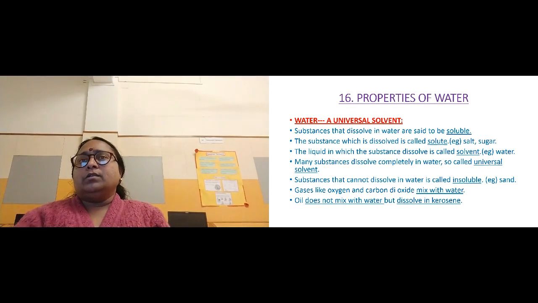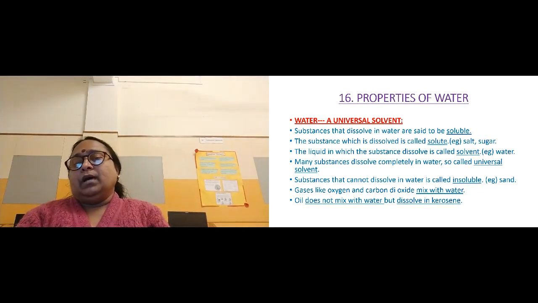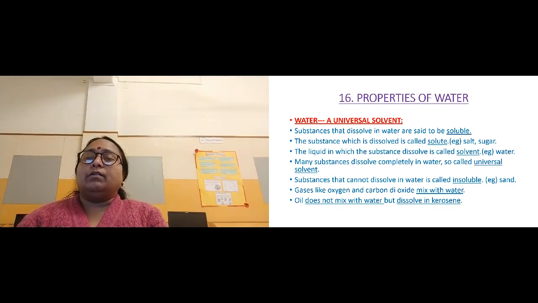Okay. So now water is considered a universal solvent. Why we say it is a universal solvent is because many substances dissolve completely in water. Okay, they are soluble in water. For example, when you put a bit of salt in water and stir it with a spoon, you find the salt completely dissolving in water. Similarly, sugar also, when you put it in the water and stir it with a spoon, you find it completely dissolving in water.